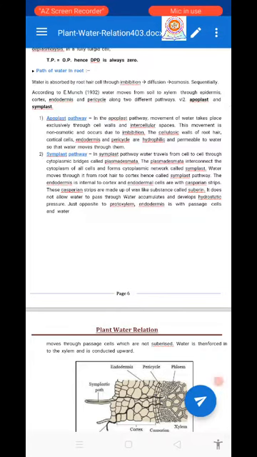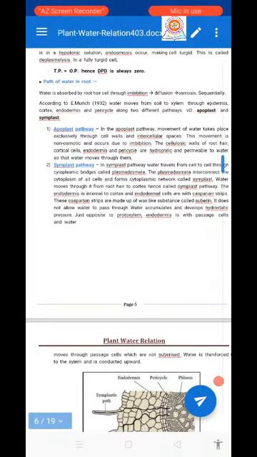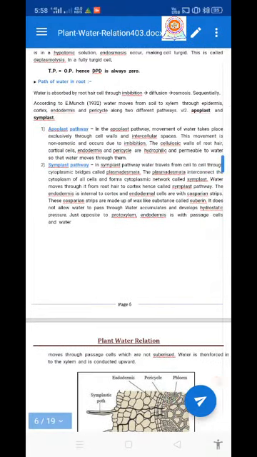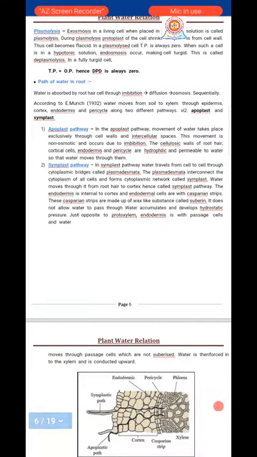What happens in the symplast pathway? In the symplast pathway, water travels from cell to cell through cytoplasmic bridges, that is called plasmodesmata. The plasmodesmata interconnect the cytoplasm of the cells and form a cytoplasmic network, and that is called symplast. Water moves through it from the root hair to cortex, hence called symplast pathway.